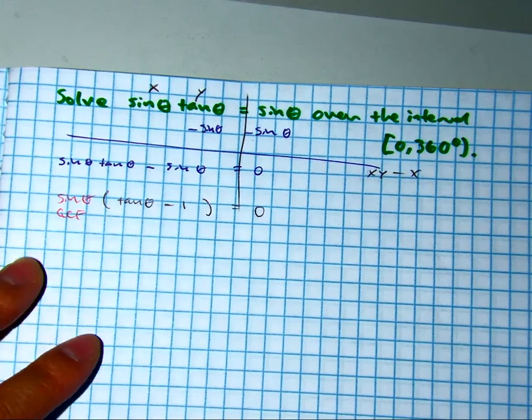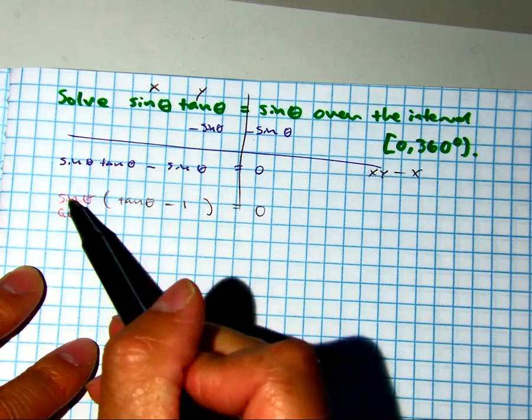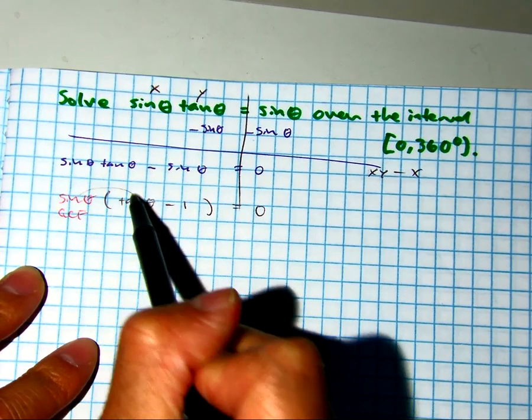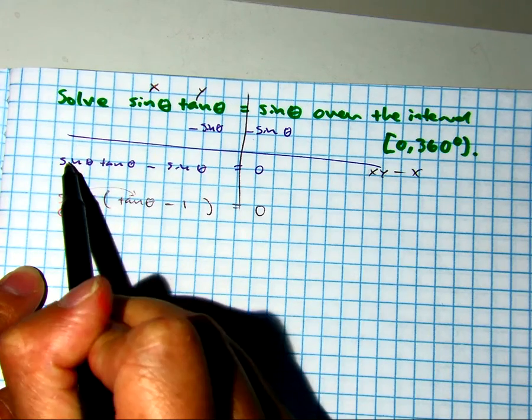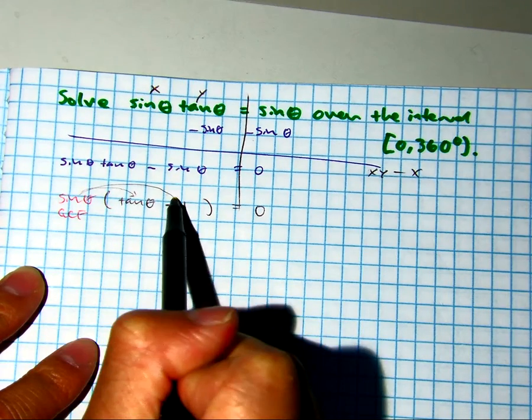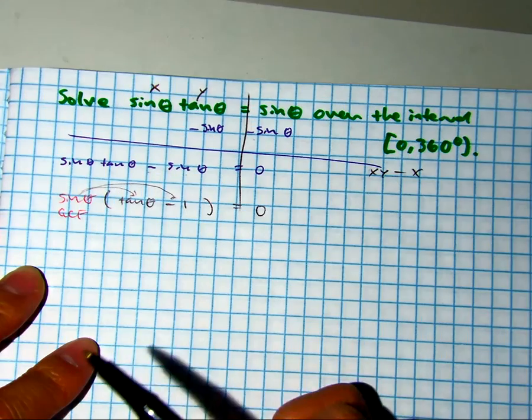How do I know that's correct? We can always do what? We can check by distributing. Class, what's sine times tangent? Sine tangent. What's sine times negative 1? Negative sine.